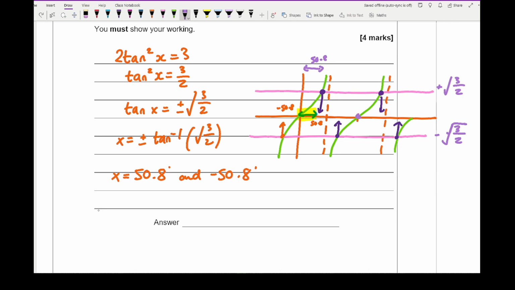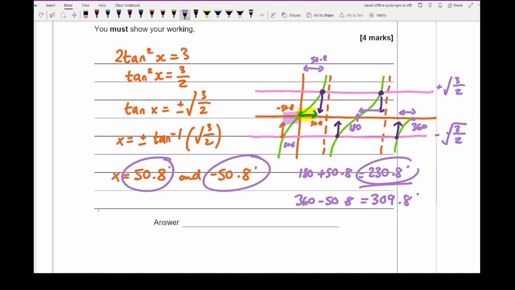So to work out this point here, which is at 180, the next value is 180 plus 50.8, which gives me an answer of 230.8. So that's one of my values. And if this distance here is 50.8, then to work out what this distance here is, that's 360. It's going to be 360 minus 50.8, which gives me an answer of 309.8.